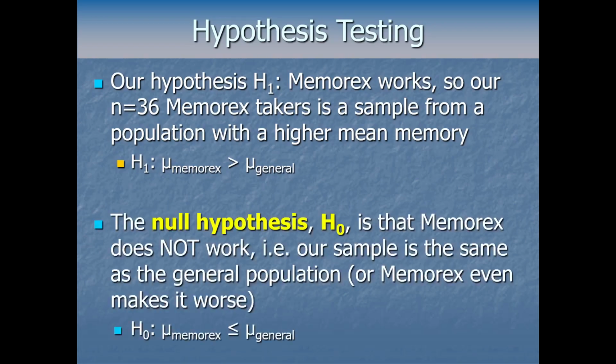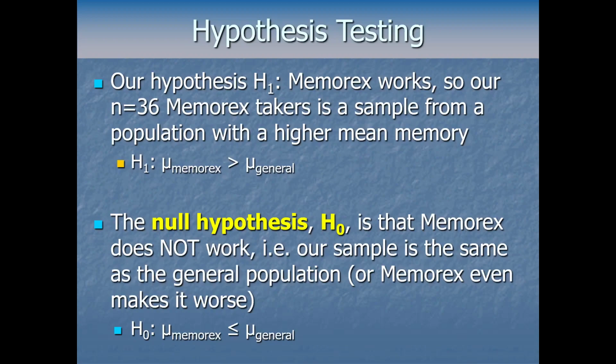But the other possibility is that we might call this the null hypothesis, null for zero or nothing. We might be seeing this because our sample isn't actually telling us about Memorex working in general. Instead, in this hypothesis, our sample is from the same as the general population. Maybe Memorex even makes it worse, but at the very least, it's not better. So that would be the null hypothesis, H0. Basically, it's the exact opposite of our hypothesis, H1.